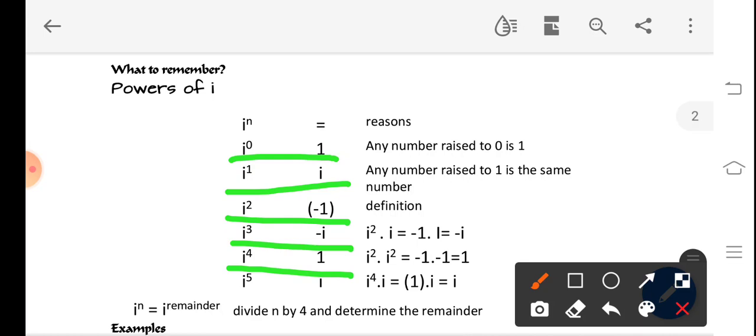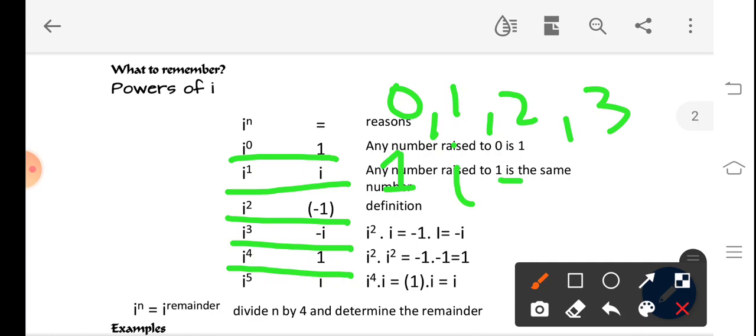So we only have 4 possible remainders. We have 0, meaning there is no remainder, 1, 2, and 3. If the remainder is 0, the result is 1. If the remainder is 1, the result is i. If the remainder is 2, the result is negative 1, and that is by definition. If the remainder is 3, that is negative i. So it keeps on repeating.